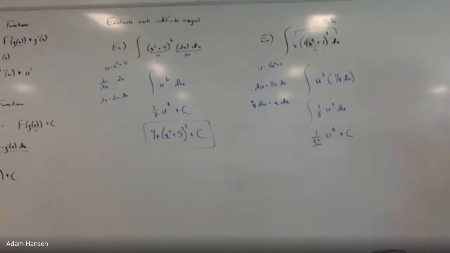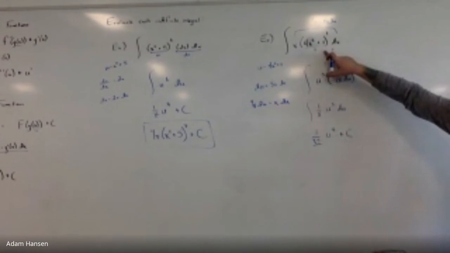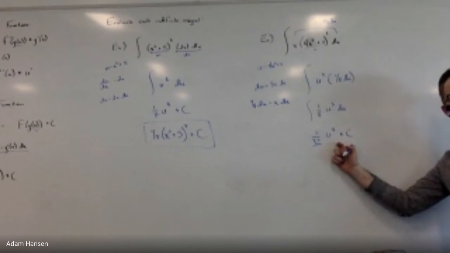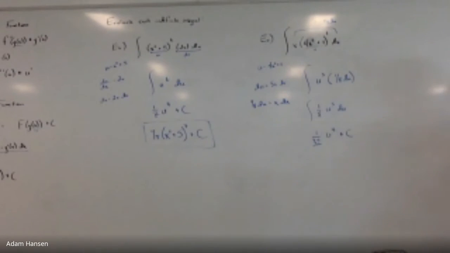Are we all done? There's one last step to do. What is it? Right. Should my variable for my final answer match the variable that I was given to start? I want to find the antiderivative of this expression in terms of x, so my answer better be in terms of x. How can I make that happen?